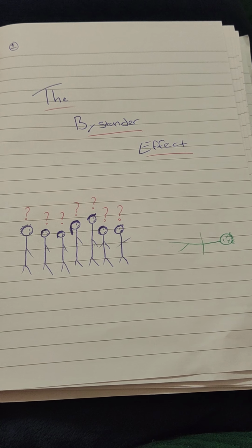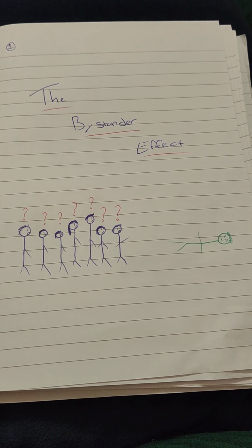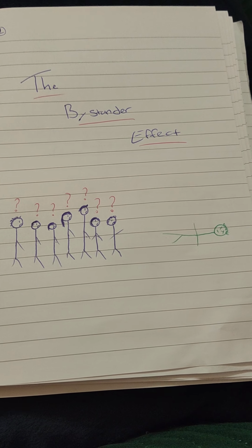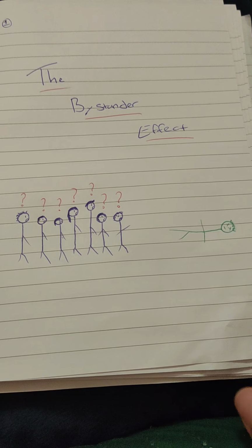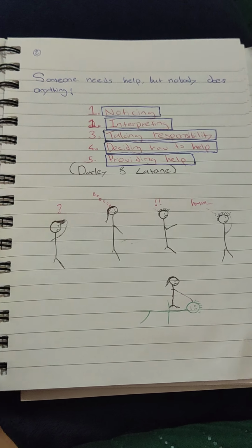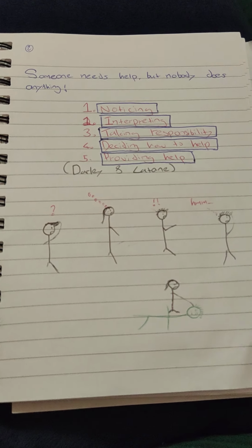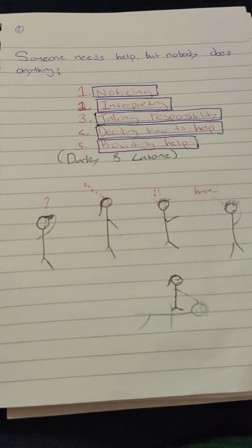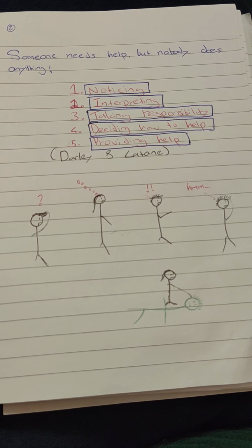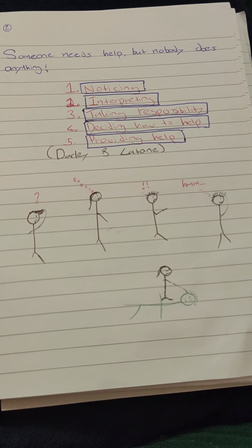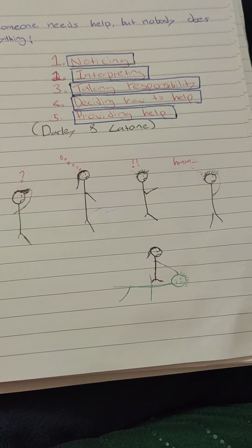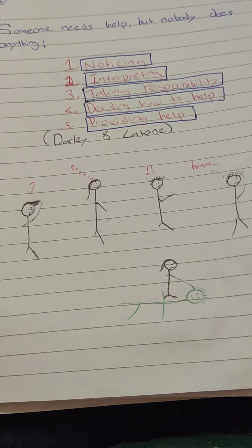Let's talk about the bystander effect. Note, I'm a student. This is a simplified version, and you're going to have to hack my bad stickman drawings. So someone needs help, but nobody does anything. There's a 5-step process involved. That's noticing, interpreting, taking responsibility, deciding how to help, and providing help. I don't know what's going on with that last picture. She's supposed to be helping, but she looks like she's attacking.